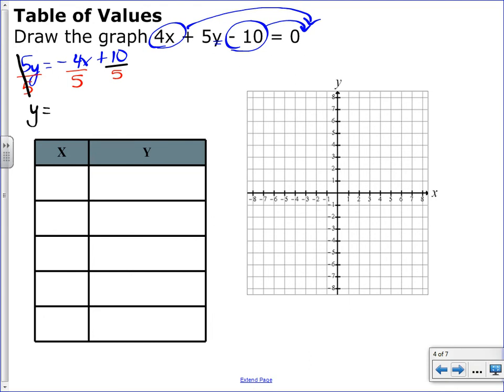Now, does this work out to be a nice number here? No. I'm going to leave it as a fraction. I'm not going to turn it into a decimal. If you are asked a table of values question and you're given a fraction, you leave it as a fraction. So I'm going to put this as negative 4 over 5 x. What does this simplify to, Joe?